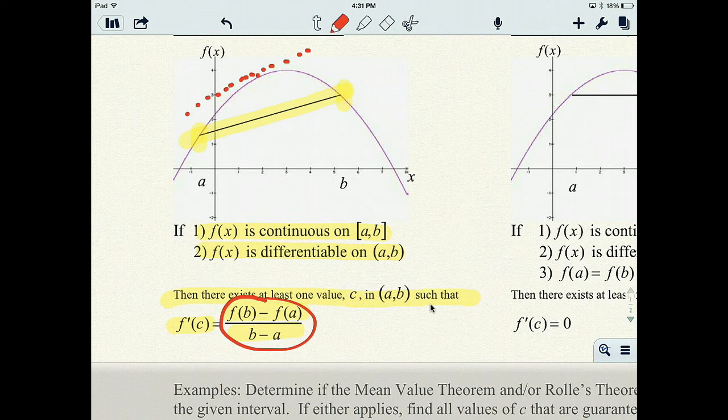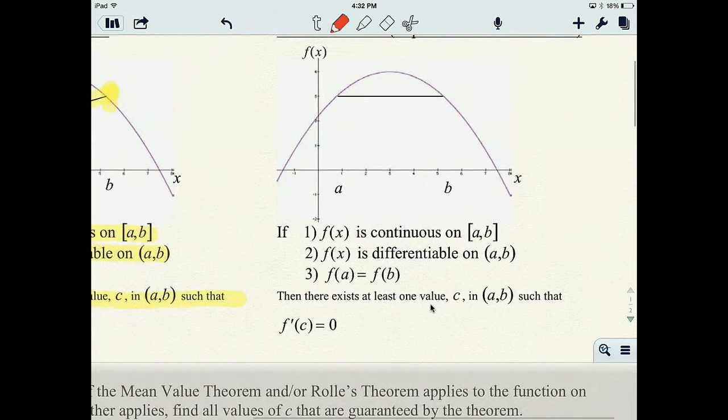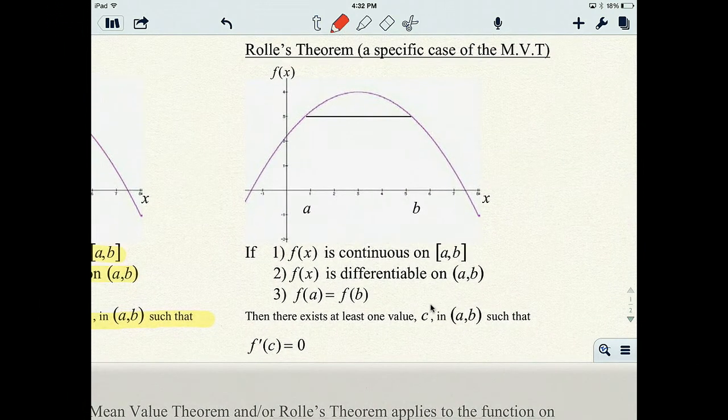For the mean value theorem, what I'm saying is that the slope for the whole thing means there has to be a point that has the exact same slope as the whole interval. Now, Rolle's theorem here on the right is a specific case of the MVT. It's exactly like the mean value theorem, with the same two prerequisites, continuous and differentiable, but f of A is the same as f of B. Or in other words, the slope is 0.